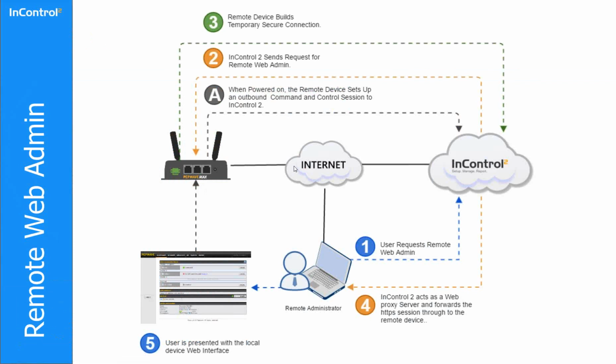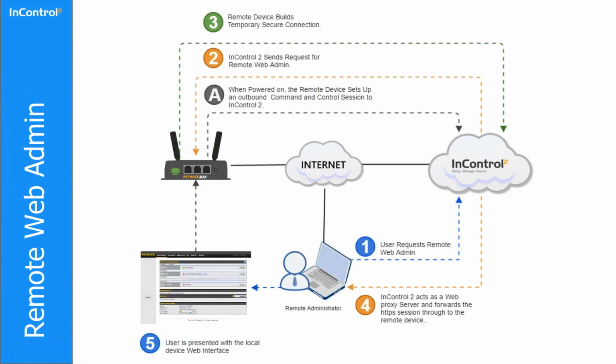Basically, what this allows you to do, and not a lot of other devices can do this out on the market, is that the device builds an outbound connection to InControl 2. So when a user requests remote web admin access, it hits InControl 2, and then we have basically a temporary secure connection between A and B. InControl 2 is the web proxy between the two, and it takes you straight to the GUI of the device, just as if you were hitting it direct. And the very cool thing about this is it even works behind a NATed IP.